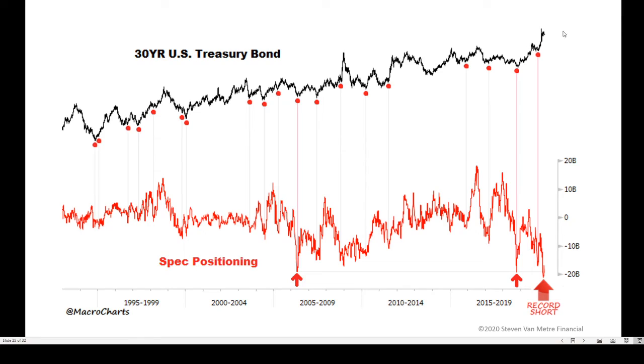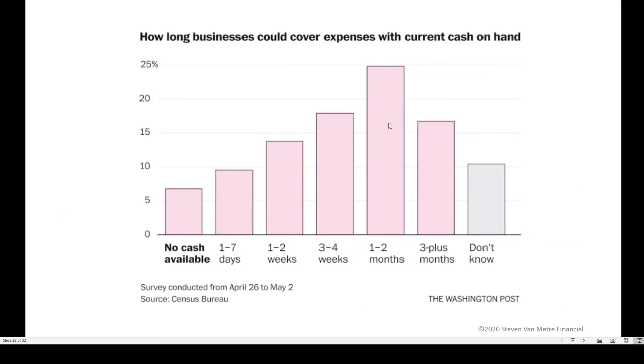Let's take a look at this slide from Macro Charts that I saw this week, and it showed the 30-year U.S. Treasury bond prices. And here we are near a record short position against it. And when you have record short positions, you tend to get a last move higher, or a move higher in bond prices. Hence, part of my view that rates are headed to zero.